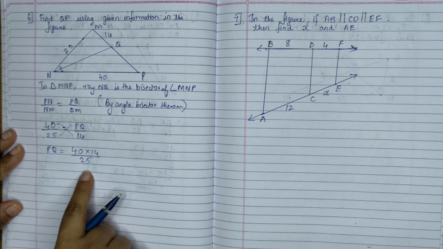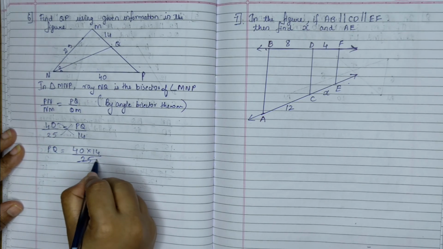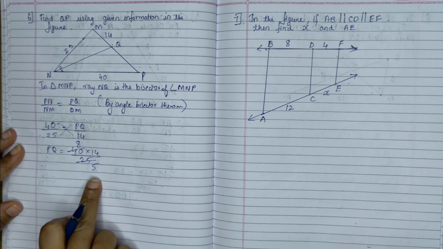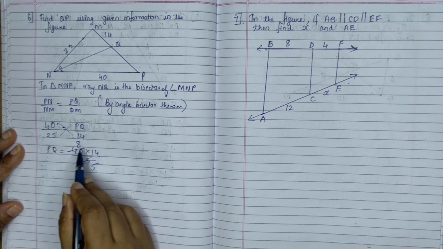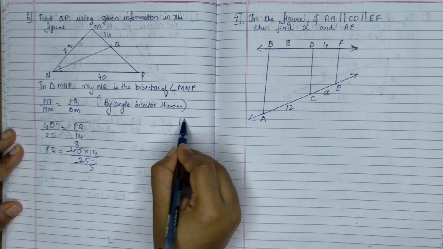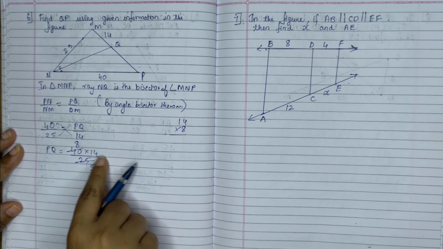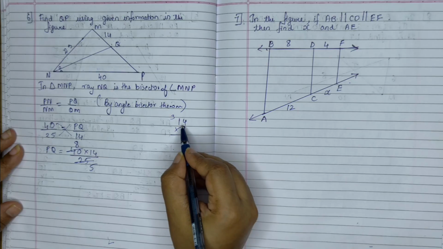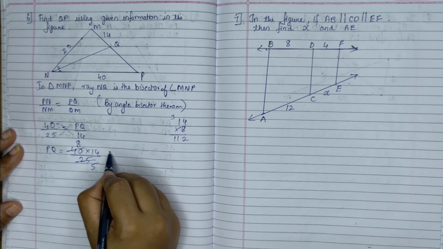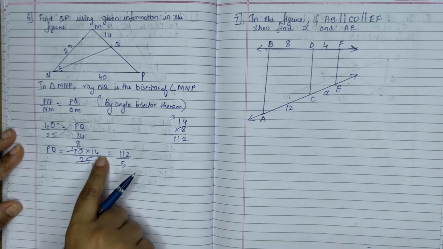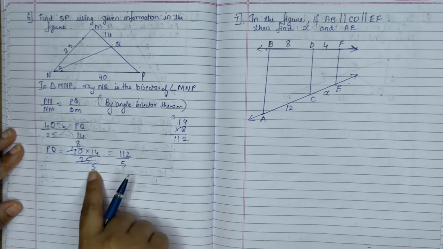Now this we can reduce in 5 times table. 5 5s are 25, 5 8s are 40. Now we cannot reduce it further. We will multiply this. 14 multiplied by 8. 8 4s are 32, 8 1s are 8. You get 112. You get 112 upon 5. Okay, when we multiply this, we got 112 divided by 5.